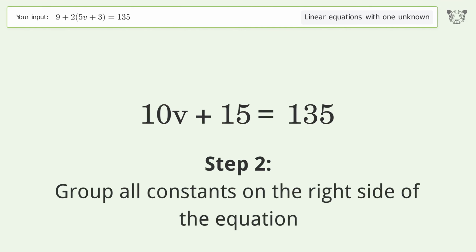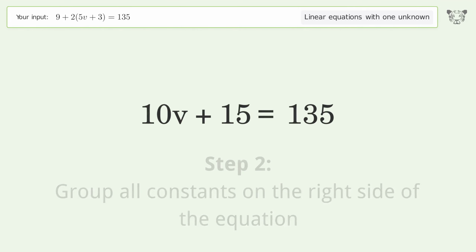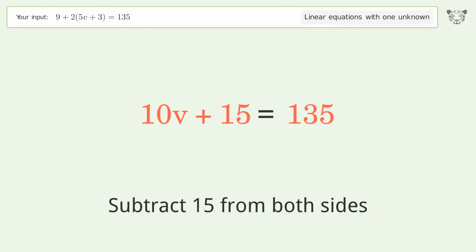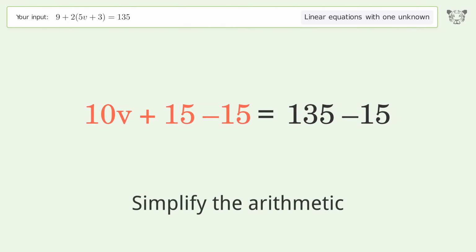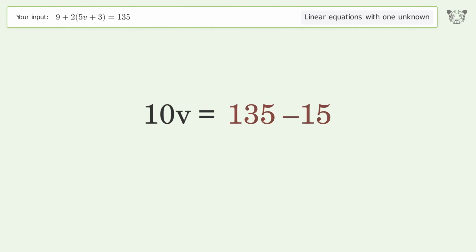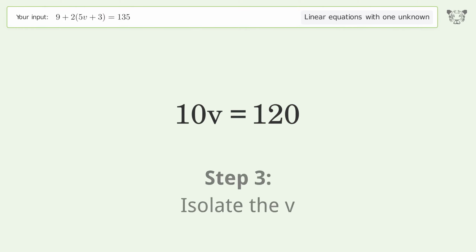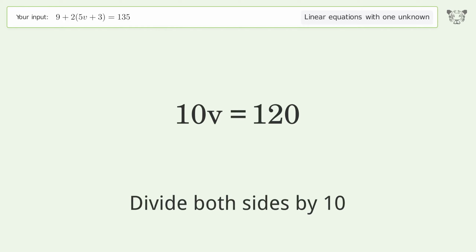Group all constants on the right side of the equation. Subtract 15 from both sides. Simplify the arithmetic. Isolate the v. Divide both sides by 10.